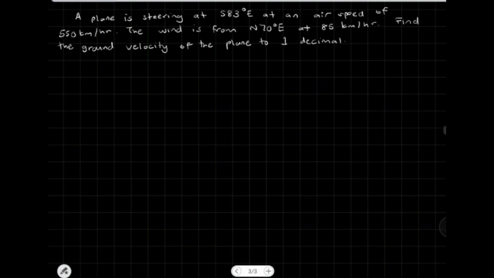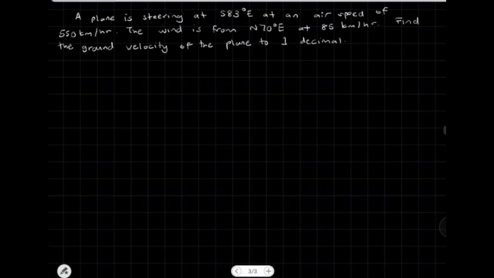Okay, let's take a look at an application question. A plane is steering at south 83 degrees east at an airspeed of 550 kilometers an hour. The wind is from north 70 degrees east at 85 kilometers an hour. You want to find the ground velocity of the plane to one decimal.